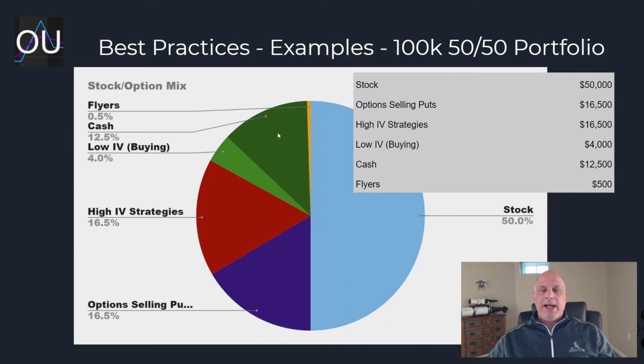And then cash is the big one, right? So cash should be about equal to your other option high implied volatility strategies. So you need lots of cash just in case you need to adjust trades. So cash is king. The beauty about the option portfolio is having enough cash on hand so that when the market does go against you, you can take advantage of that volatility.